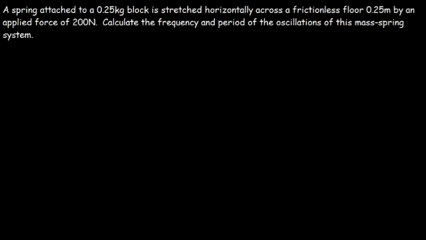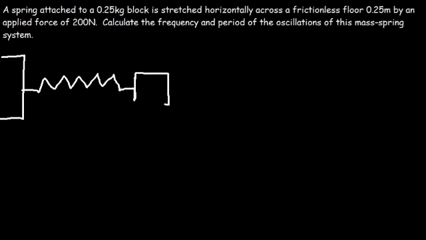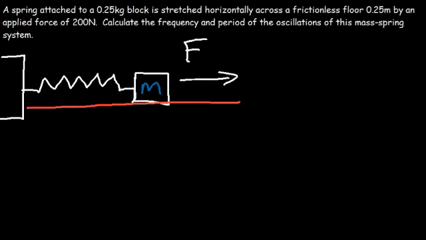So let's begin by drawing a picture. So here we have a spring attached to a mass. And here is the floor. So as we stretch it with an applied force, once we release it, the spring will oscillate back and forth.